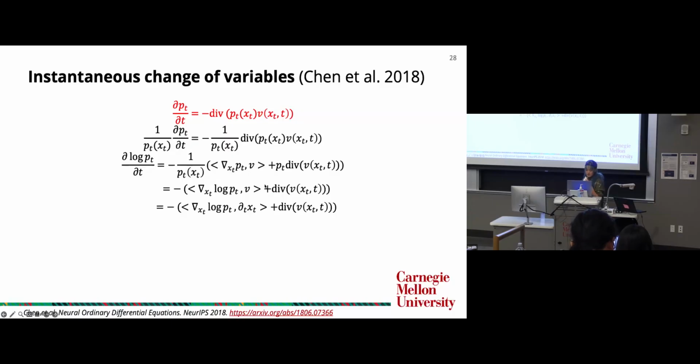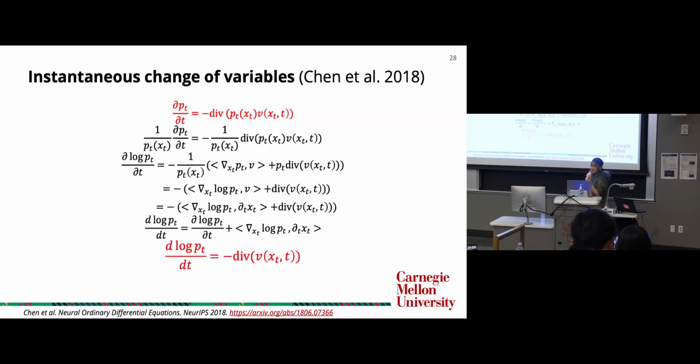And then essentially you just do a lot of calculus, and then you're able to get an ODE of the log probability, or of the log density. Okay? And this ODE says that the total derivative of the log probability is equal to the divergence of the velocity, period. Okay, any questions here? Yes.